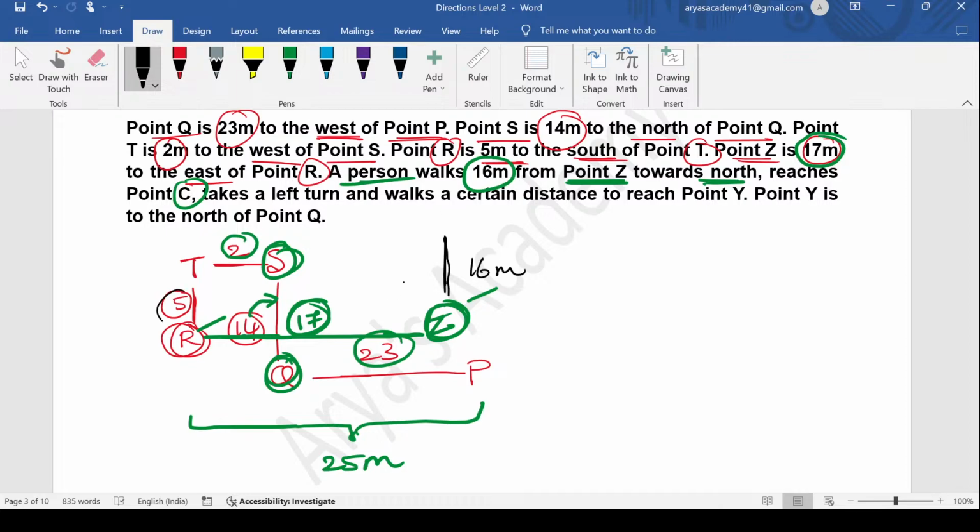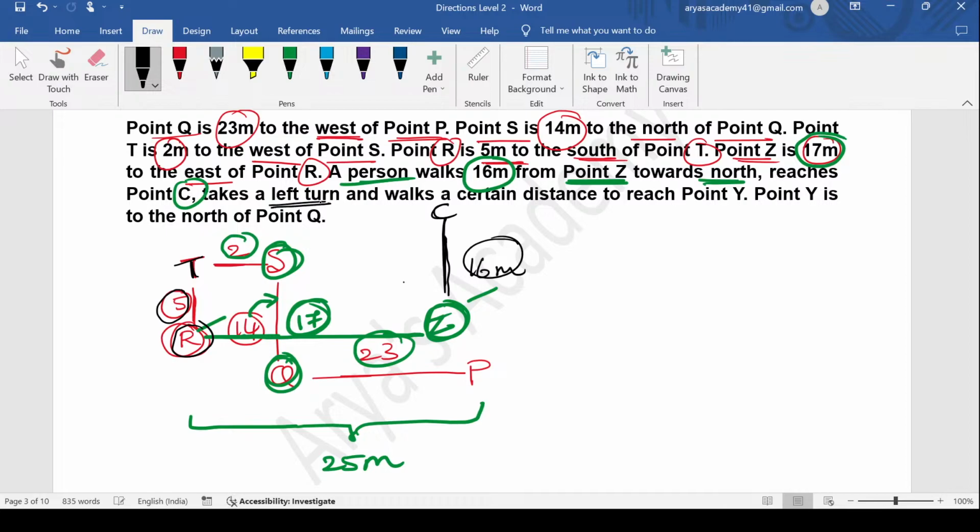See, this is actually 5 only. From R to T, the distance is just 5. But here I have to go 16. Means T and this particular point C are not in straight line. So there is actually a distance of 11 meters between T and C. Okay, because total is 16 here, there it is only 5. So there is a distance of 11 meters.